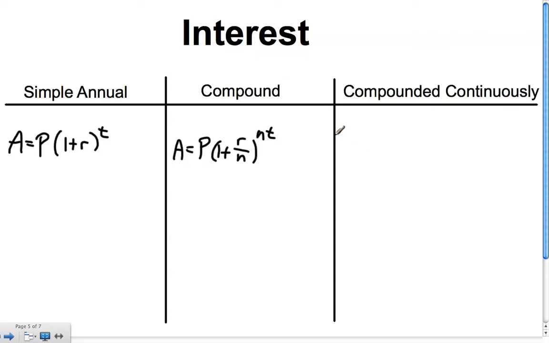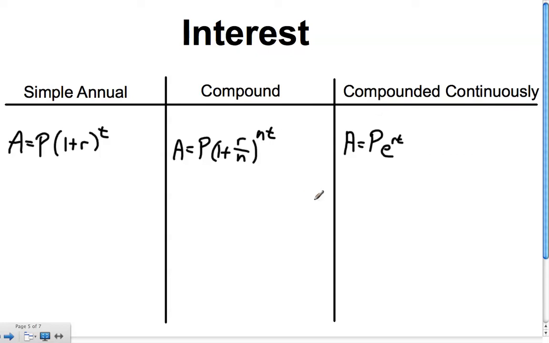The last option is to compound continuously. If you compound continuously, it gives you a really nice balance. This is the equation for it: your principal times e raised to the r times t. So that would be the equation for something that is compounded continuously. Whether it's simple annual compound interest, compound interest that happens more than once a year, or compounded continuously, this is information that would be given to you in the context of the problem.